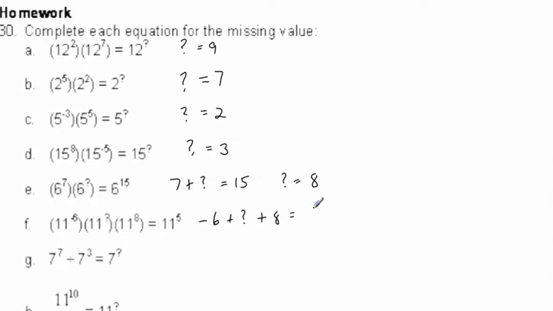Okay, so what we need to remember is that we can do the numbers first. So I have negative 6 and a positive 8. That's going to be 2. So I really have 2 plus blank equals 5. So we change it to make it a little easier. 2 plus 3 equals 5. So my question mark is 3.